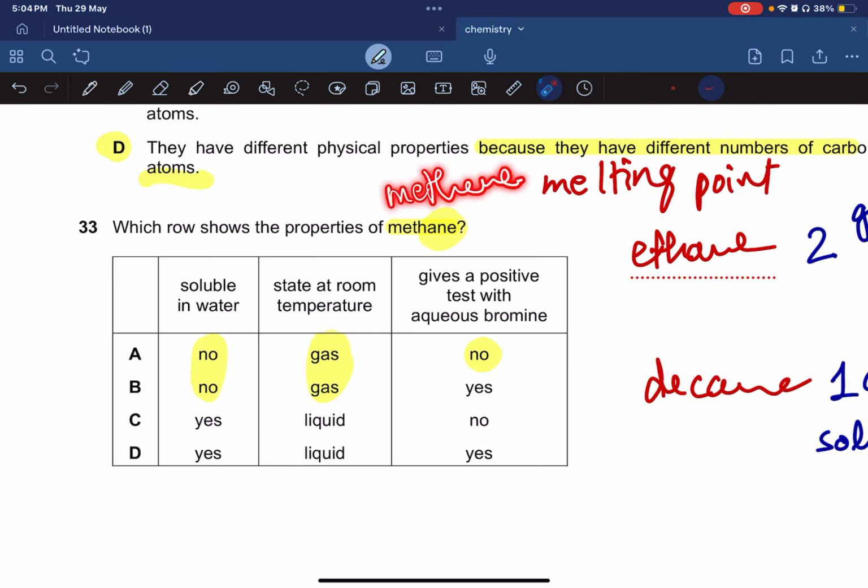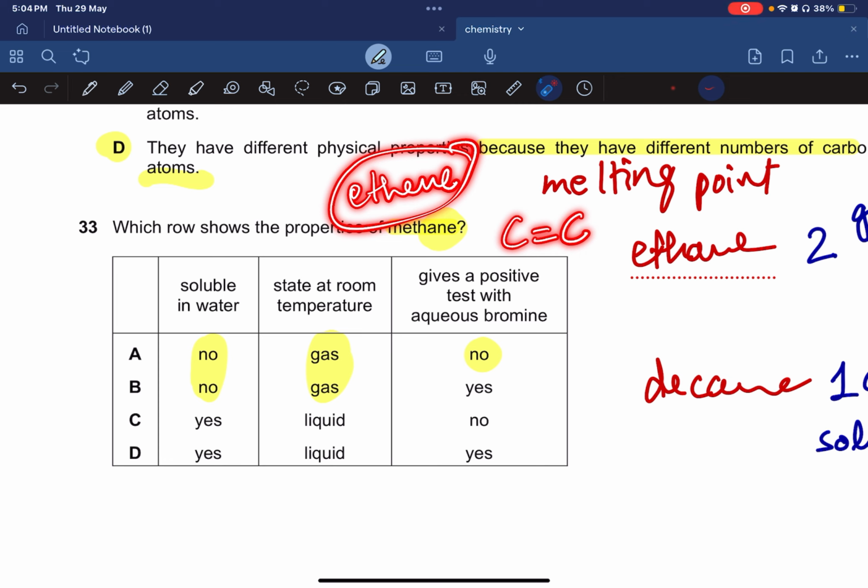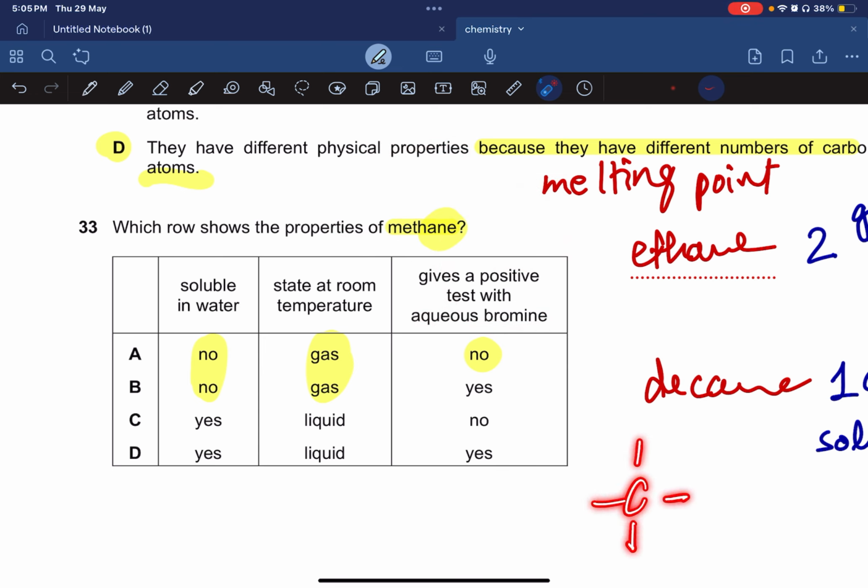Why is it not possible? Because to form an ene, you need a carbon-carbon double bond. And meth means 1, so between a single carbon, you cannot have a double bond. If you take ethene, it's possible. It's going to have this, and with this, your bromine water is going to turn from orange to colorless because you break a double bond. But methane has no double bond. Methane is like this. So no double bond, so bromine water will not turn colorless. So it's going to be option A.